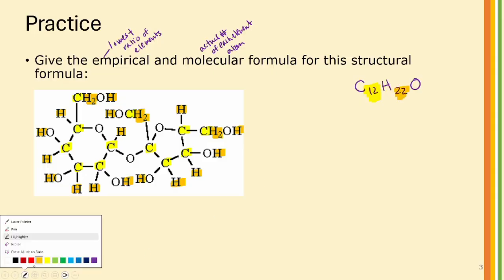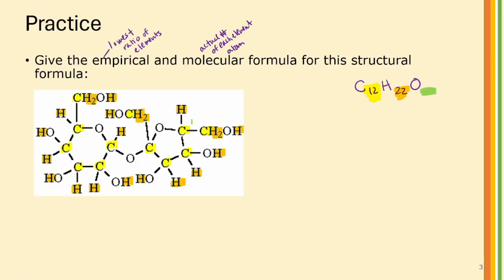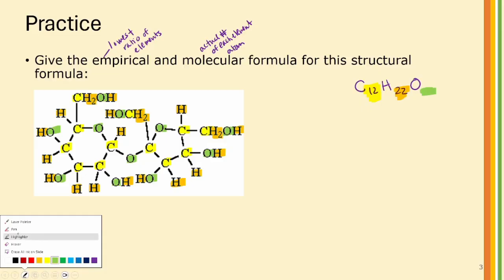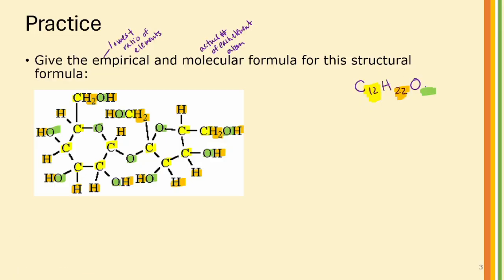And one more, we'll do green for the oxygen. All right, let's see, we have 1, 2, 3, 4, 5, 6, 7, 8, 9, 10, 11. Okay, I think I've gotten everything in there. Okay, and in this particular case, this would be the molecular formula.